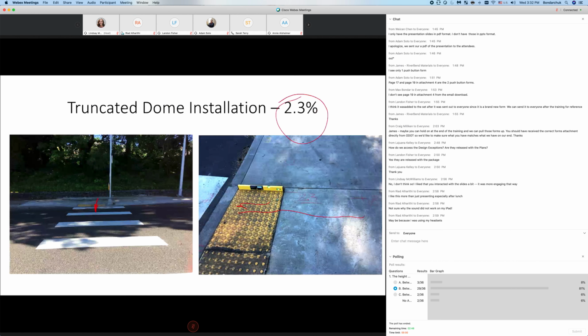I just want to make sure we understand. On a parallel ramp, the truncated dome installation should still meet the slope per ramp. The cross slope should be 2% no matter what, depending on the intersection type. For a parallel ramp it should be 2.3. For a perpendicular ramp, it could vary according to the intersection type for the cross slope.